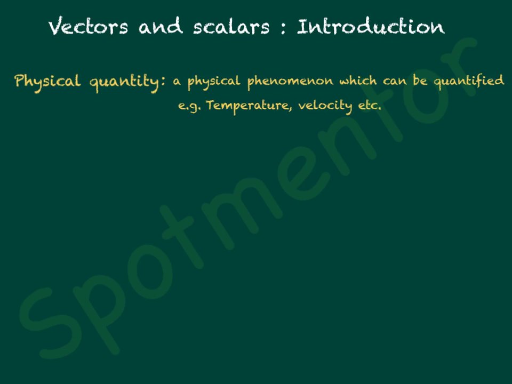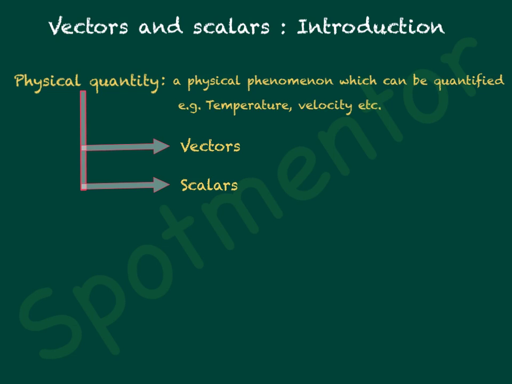Similarly, if you see a bird flying around you or a car passing you, you can straight away say it is moving with such and such velocity. So if you have put a number to it, it is a physical quantity. So basically we have two kinds of physical quantities. The first will be vectors and the second will be scalars.